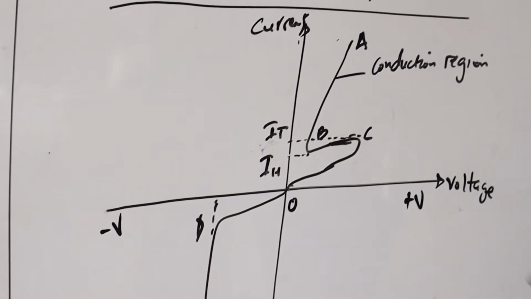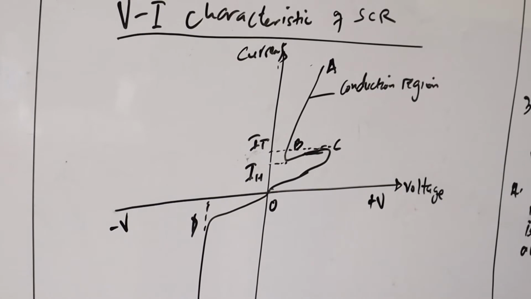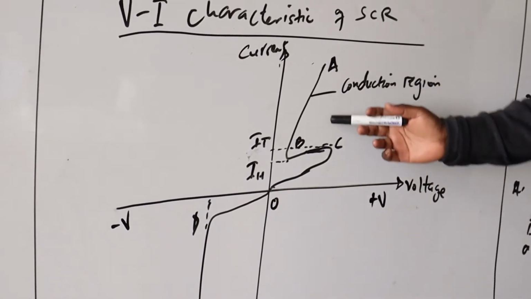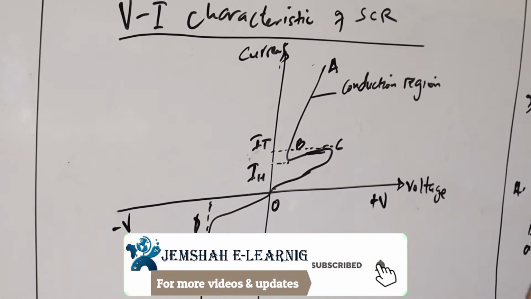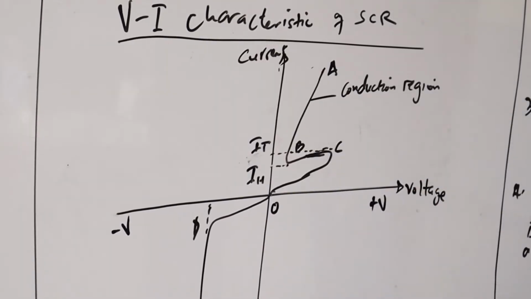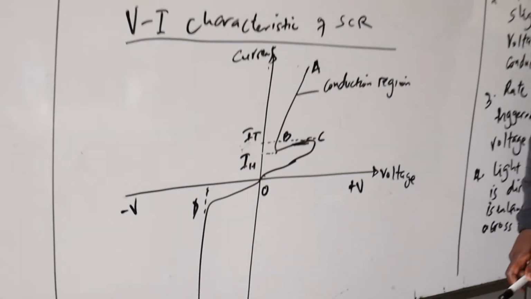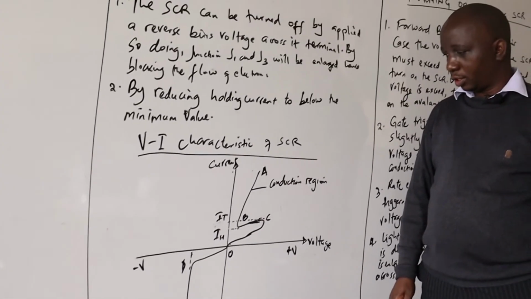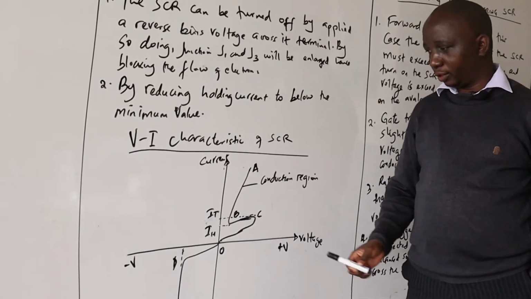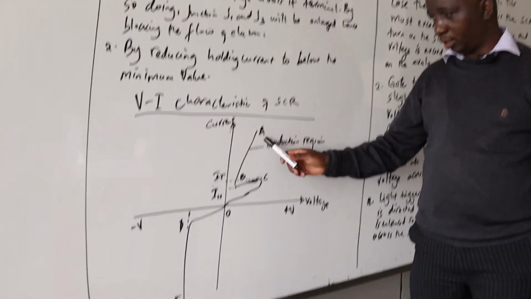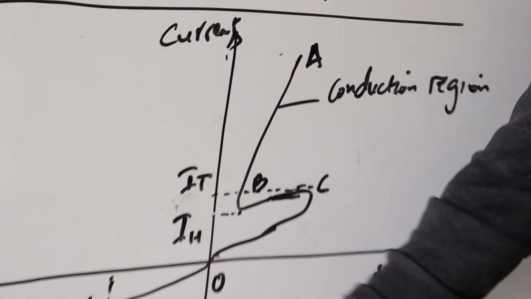So this is the characteristic of the SCR. And when you look at this, you need to understand some of the things of what happens at different points. So we can see that the origin is at point O. And we have got the upper part of it in the first quadrant being A, B, C. And in the third quadrant, we have got D and E.